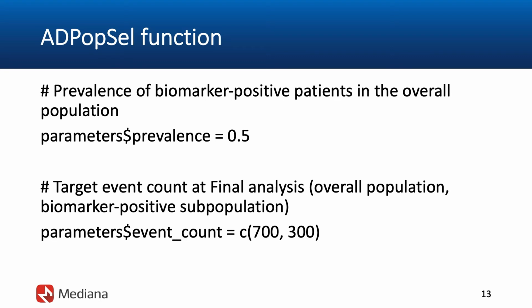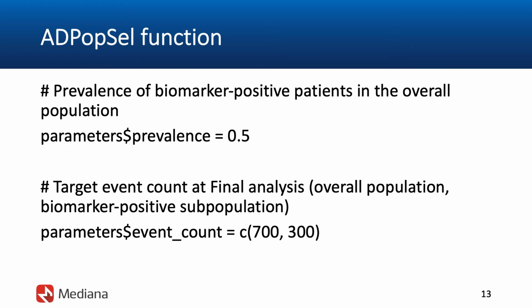In this case, based on historical data, the prevalence parameter will be set to 0.5, which means that half of the patients in this patient population are expected to have a biomarker positive status based on the predefined biomarker, which was based on the EGFR assessment.